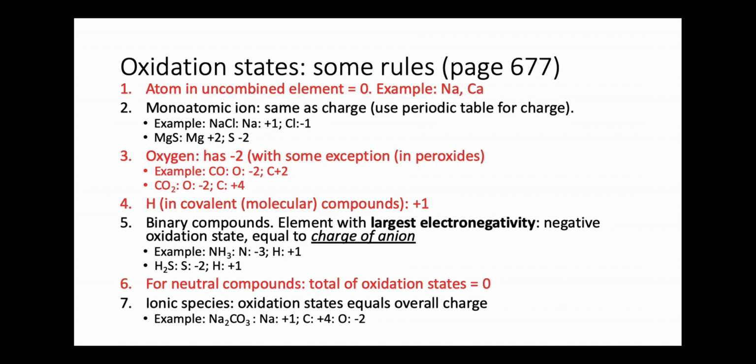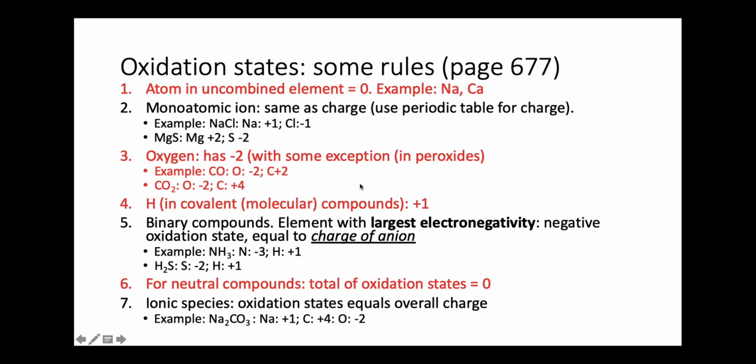And then the two most important ones are rules number 3 and 4. Oxygen almost every time has an oxidation number of -2. There are some exceptions. So I had the examples here. CO: O has oxidation -2, that means C has +2, because overall it's 0, and that's rule number 6. Neutral compound, total oxidation state is 0, and CO is neutral. CO2, also neutral. Now I have 2 oxygens, which makes overall 2 times -2 is -4 for oxygen in total. So carbon must have +4.